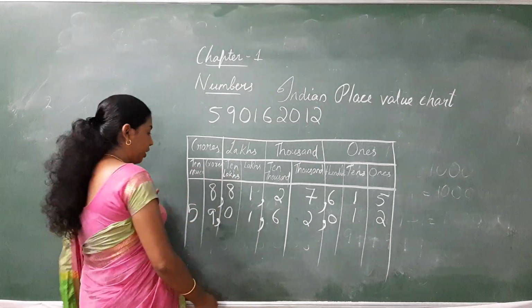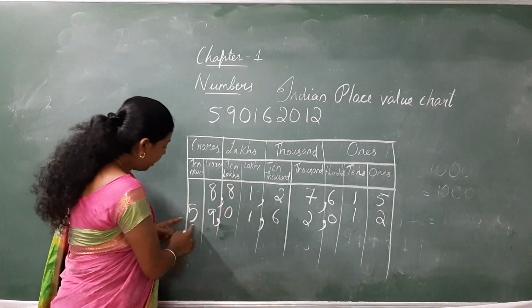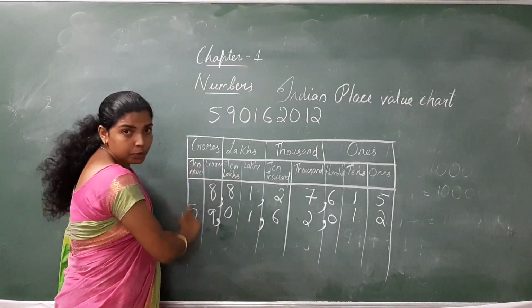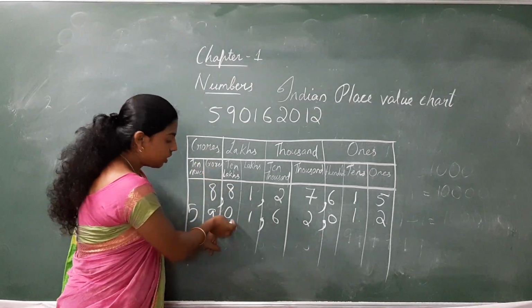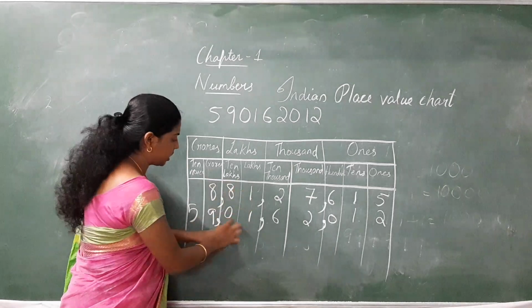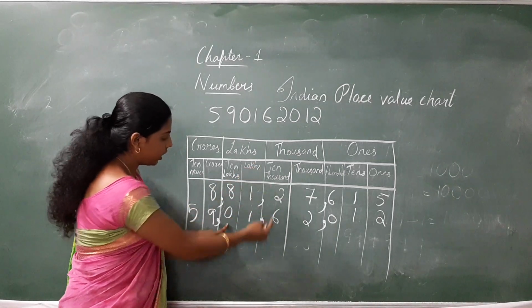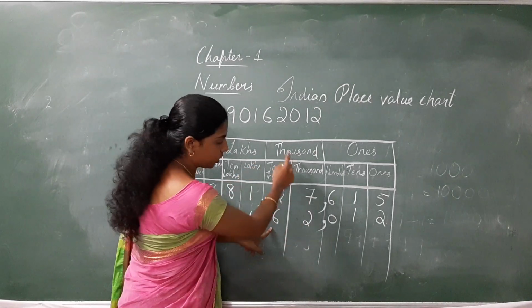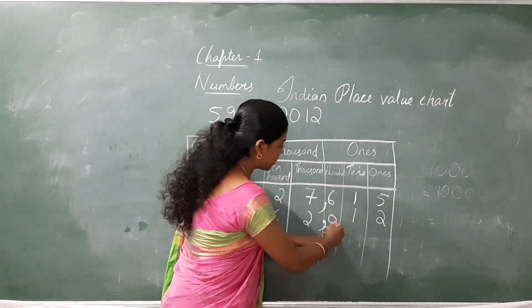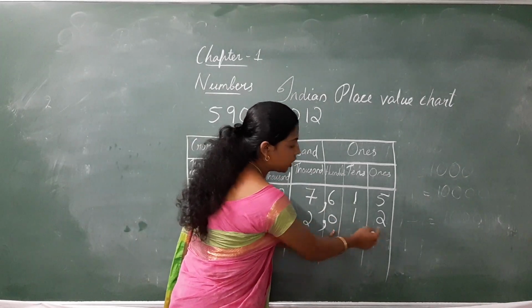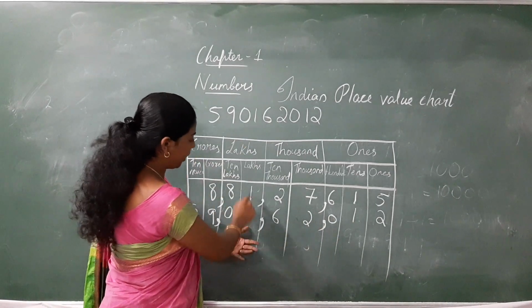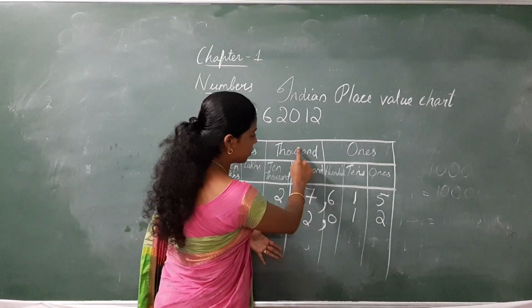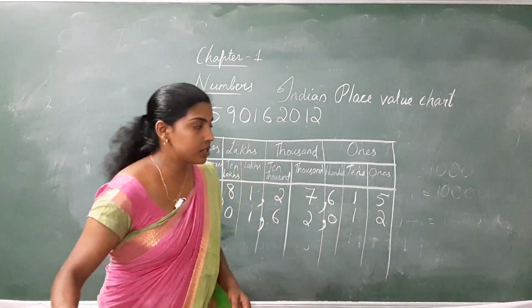Now we start reading from the left side. The number ends in the crores period. So 59 crore. Here it is 0, so just reject it. Start from here: 1 lakh, 62,000. Here also 0, reject it. What is remaining? 12. So read it once more: 59 crore, 1 lakh, 62,012. One more question.